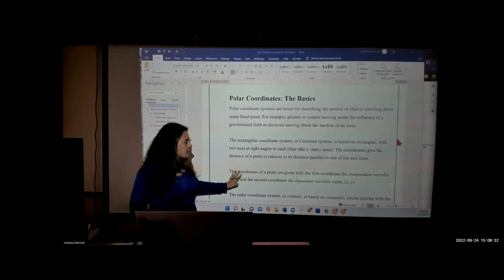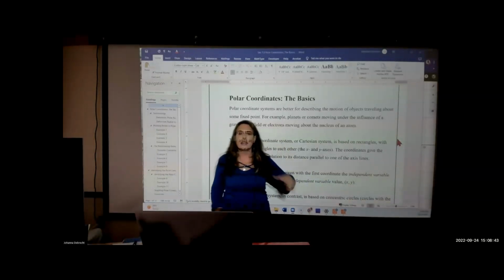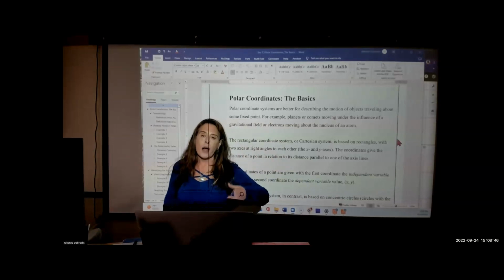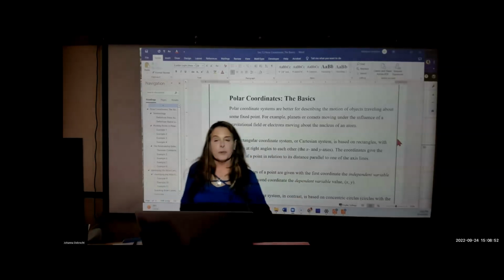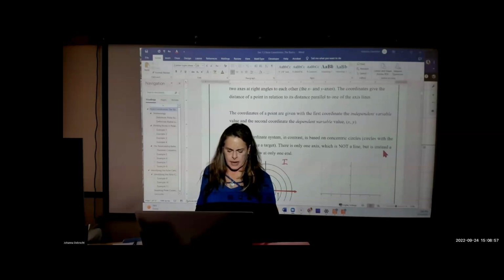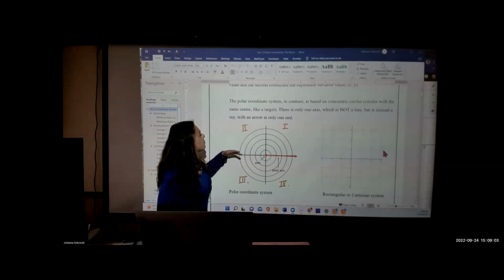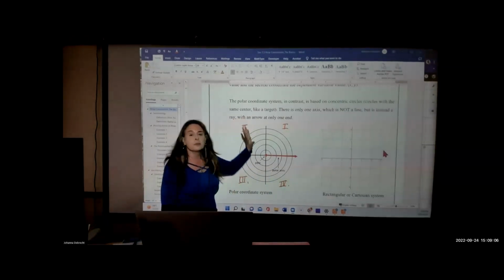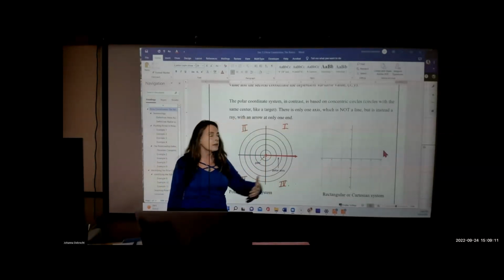Now, when we're giving the coordinates of a point in the rectangular system, the first coordinate given always represents the independent variable. So when we write (x, y), x is the independent variable, and y is the dependent variable that depends upon the value of x. The polar coordinate system is actually quite different. When we give the values of the coordinates, we give them in the reverse order. So we give the dependent variable first and then the independent variable.